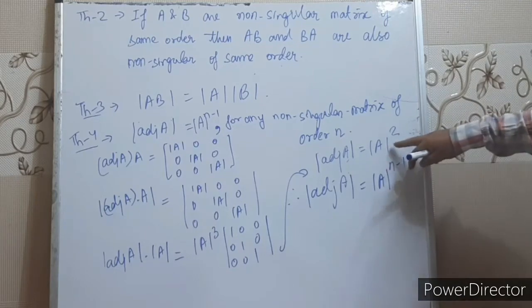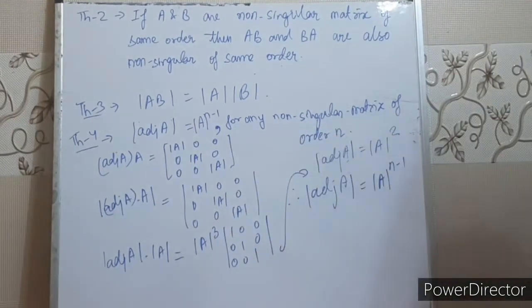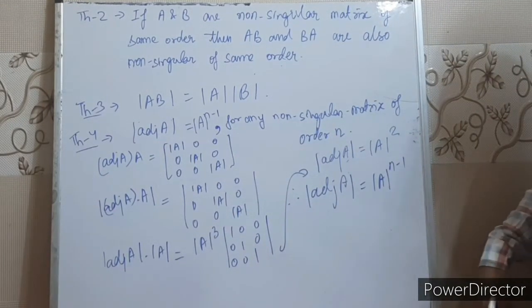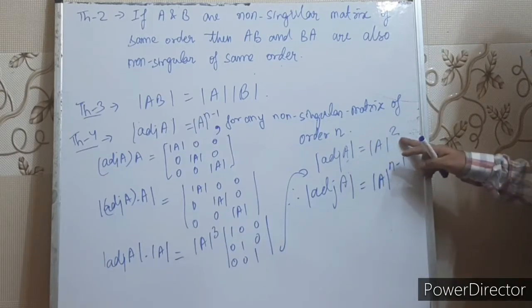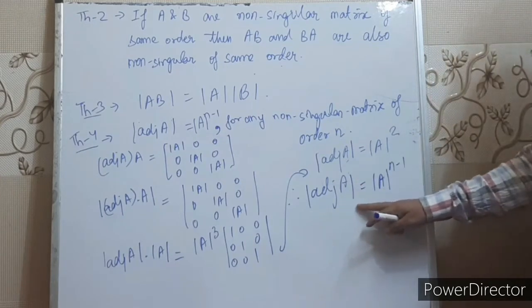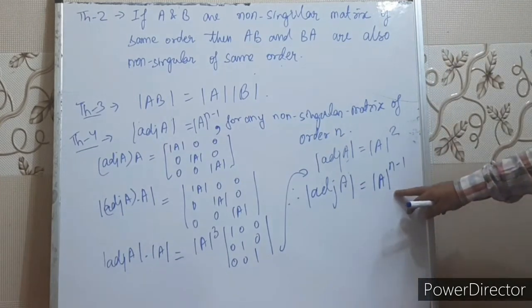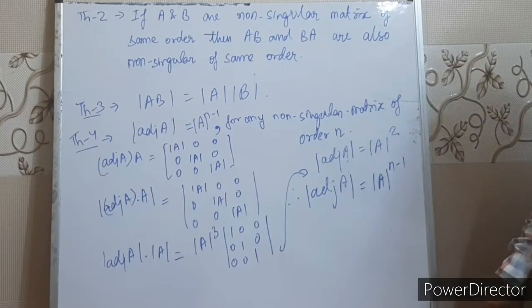Right, children? So from this result, here we were having a third order matrix, the order was 3 by 3. So we got determinant A to the power 2, that means 3 minus 1. So we can say that determinant of adjoint A equals determinant A to the power n minus 1 for an n order matrix. Note down, please.